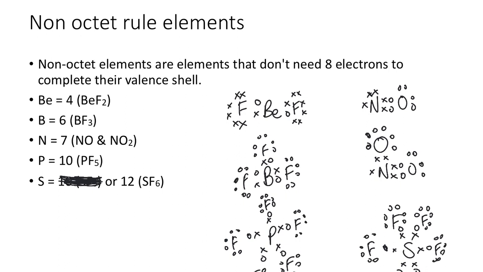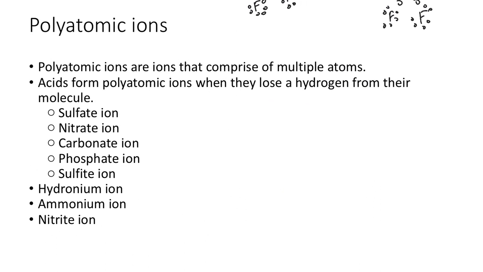All right, so polyatomic ions are ions that comprise multiple atoms. We might have dealt with this already in ionic bonding, but acids form polyatomic ions when they lose a hydrogen from their molecule. So that's the sulfate, nitrate, carbonate, phosphate, and sulfite ions. But the hydronium, ammonium and nitrite ions are also things we should know as polyatomic ions. Again, you should memorize all of your ions, but this is how we draw some of those out.